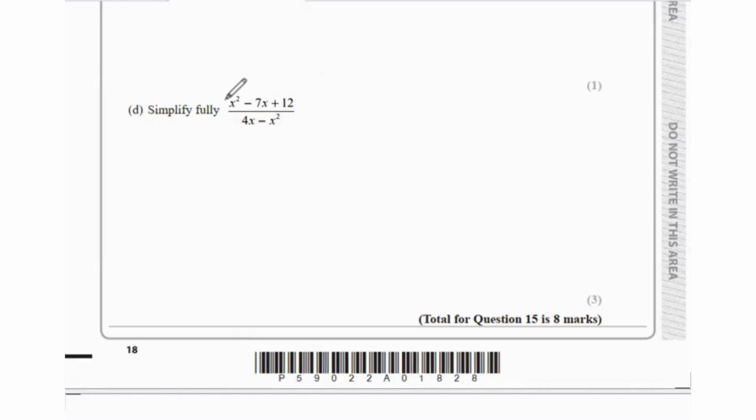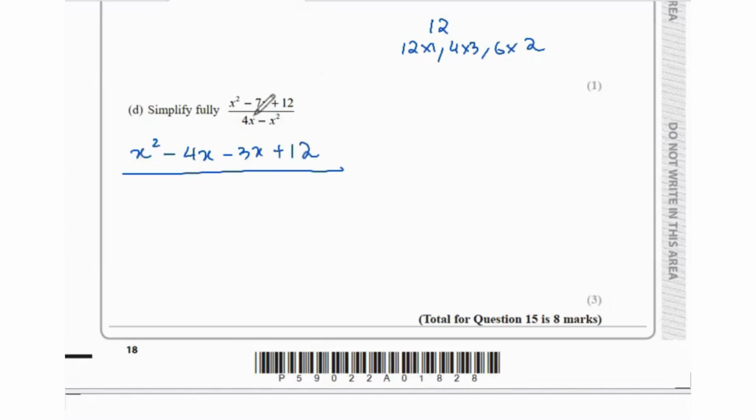So the coefficient of x² is 1. 1 times 12 is 12. Factors of 12 are 12 times 1, 4 and 3, and 6 and 2. We know 4 plus 3 is 7. So we replace the 7x with negative 4x minus 3x. Everything else comes as it is. And in the denominator, we can take x common. So x(4 - x) comes in the denominator.